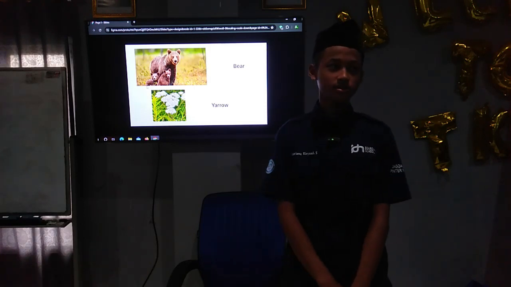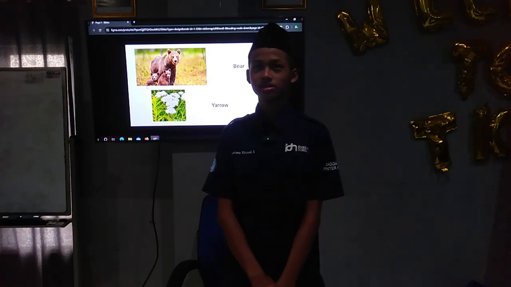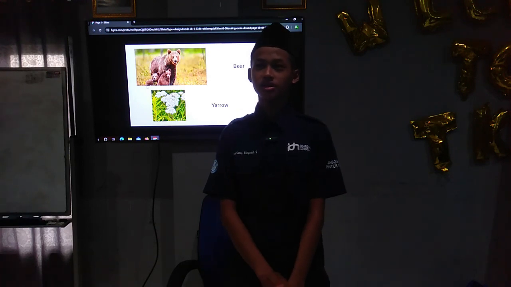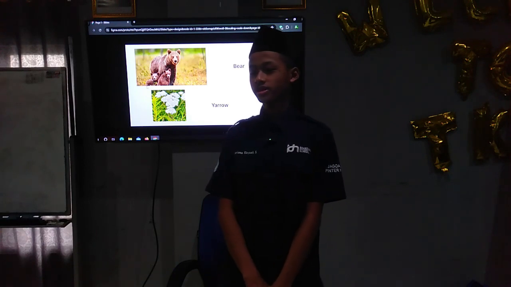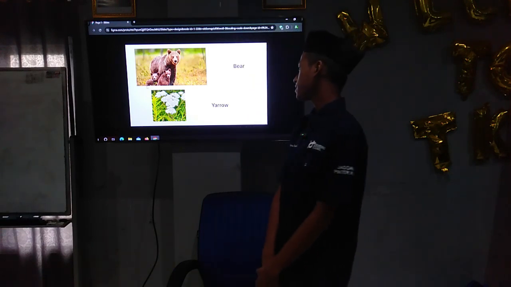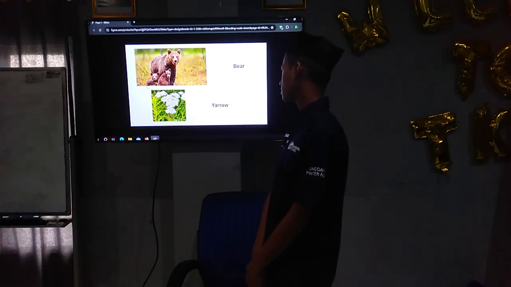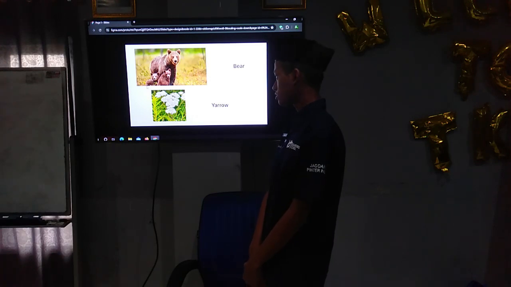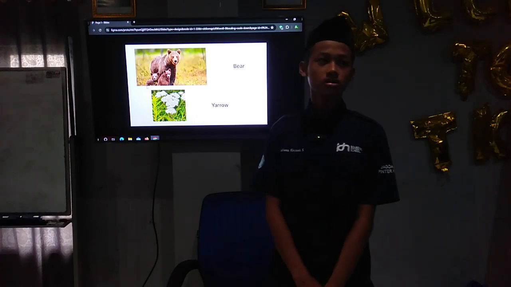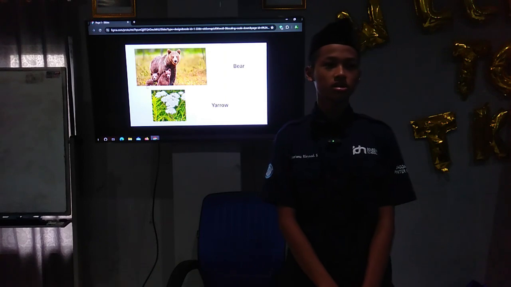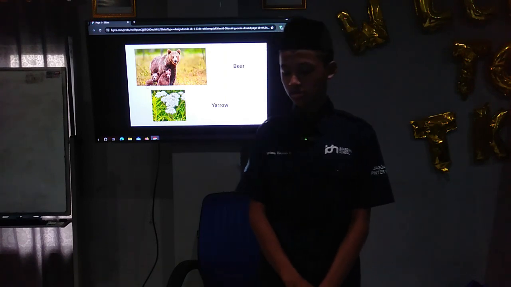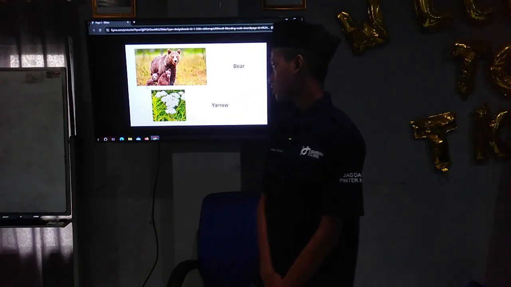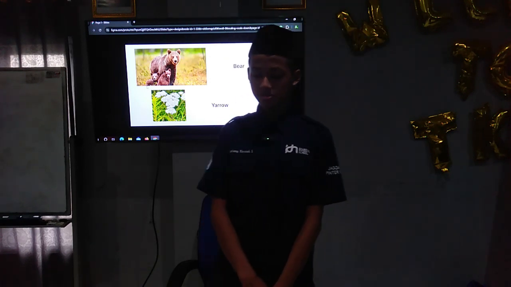And here the typical animal and plant. The typical animal, if I see around, is the bear, because there is largely snow, maybe like in Siberia, where there are a lot of bears. And then the typical plant is yarrow. It's used for medicine, I think. They grow in the west or east side, I forgot. I think the east side of Russia.